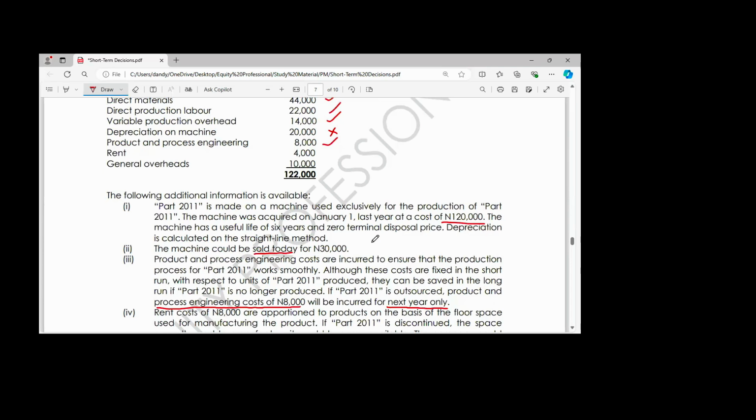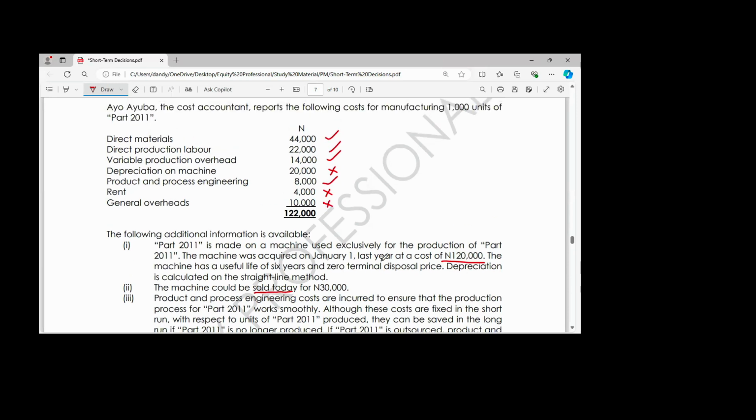Then rent is not relevant, because the examiner has told you that the rental costs of 8,000 are apportioned to products on the basis of floor space. Anything apportioned is irrelevant, so you ignore the 4,000. General overhead is irrelevant, you ignore it. So those four line items are the relevant costs that the company will incur if it decides to produce part 2011 internally.